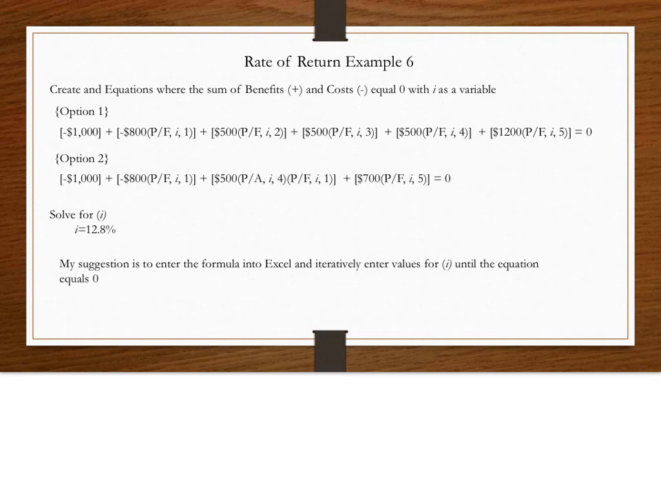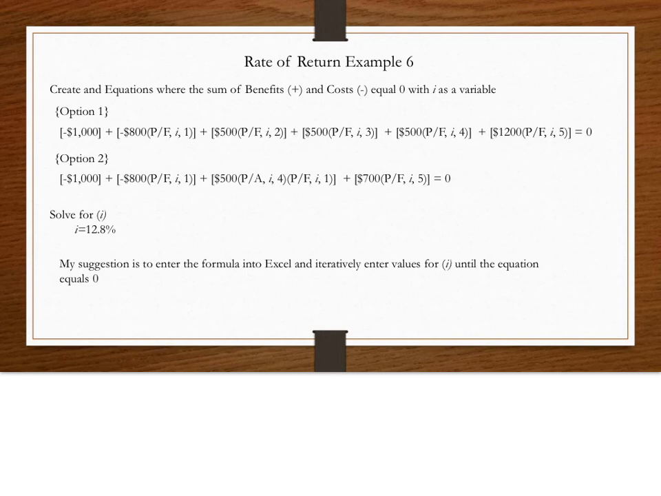Now, option 1 takes each value as a future worth and uses the single payment present worth equation. So we have our $1,000 capital cost, and we convert the future worth of $800 to present worth at year 1. We convert the $500 at year 2, $500 at year 3, $500 at year 4 individually as future worths. And finally, we convert the $1,200 at year 5 to present worth.